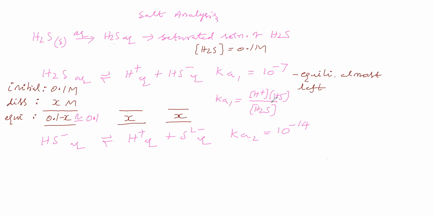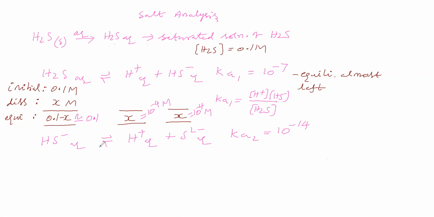It is X squared. We will simplify. We will get concentration of H plus, how much? 10 to the power of minus 4 molar. HS minus is 10 to the power of minus 4 molar. Okay. We got concentration of H plus and concentration of HS minus.